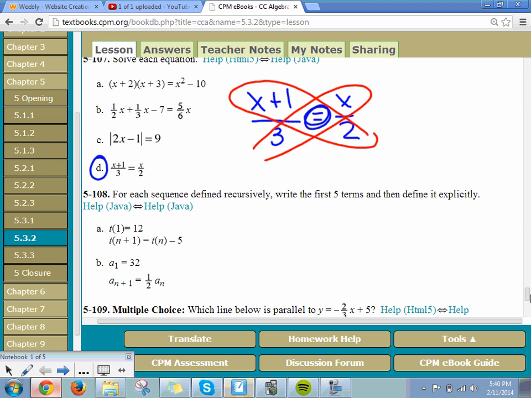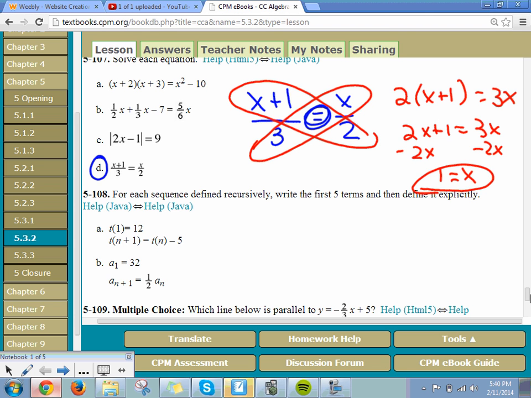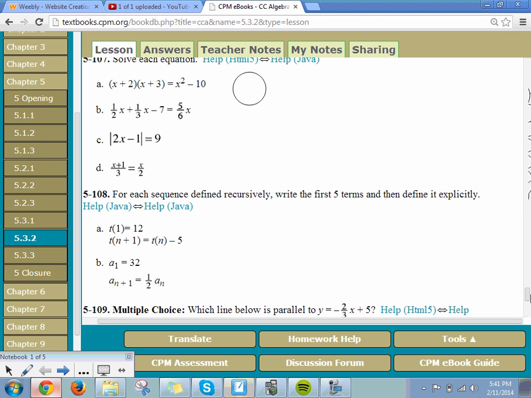Because we have this equal sign, we know that we're able to use our cross multiply and divide. So we'll cross multiply. We have 2 times x plus 1 is equal to 3x. So we have 2x plus 2 is equal to 3x. We'll subtract 2x from both sides. And we know that x is equal to 2. Not so bad once we know what kind of method would best help us solve.